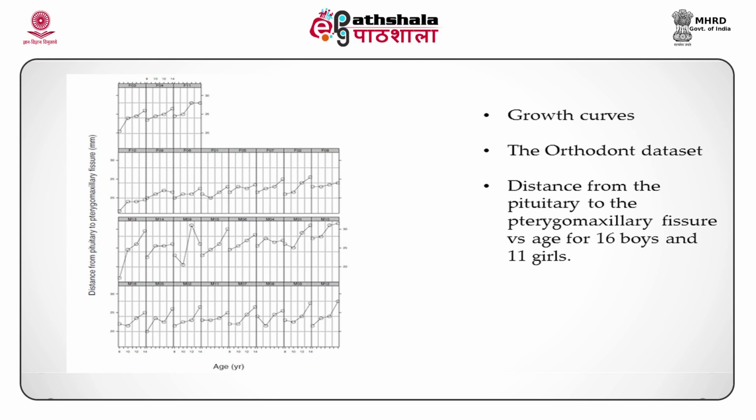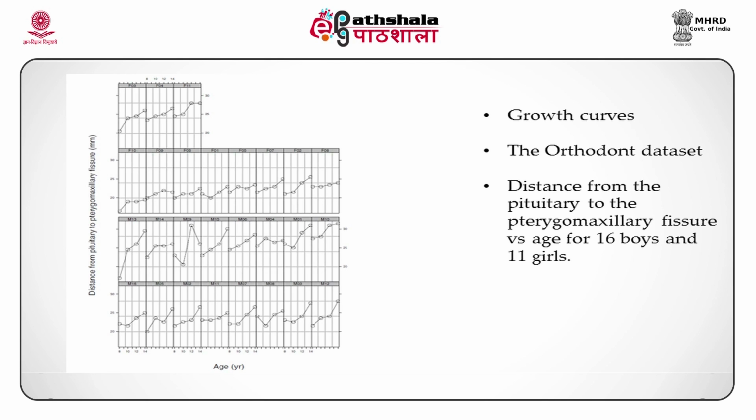On the x-axis we have age, while on the y-axis we have measurements on the distance from the pituitary to the pterygomaxillary fissure, measured in millimeters. Now you can see that each of these scatter plots looks rather different, and it suggests that there is a strong subject-specific effect. A very simple way, though perhaps not a statistically ideal way to model this, would be to fit separate linear models to each of the subjects.